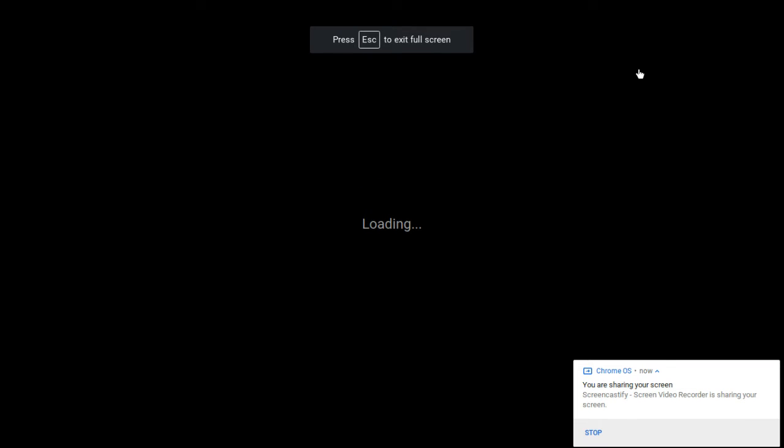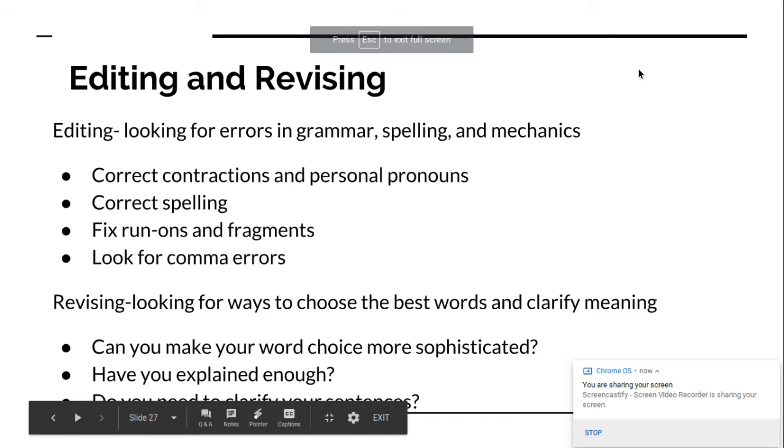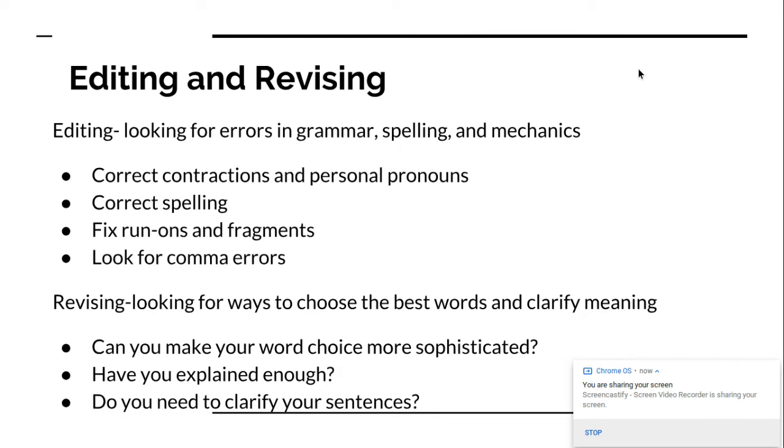Hi there. We're going to talk about how you go through the process of editing and revising your papers. They are actually two different processes. Editing is looking for the smaller errors in grammar, spelling, and mechanics. For example, you might correct your contractions, get rid of personal pronouns, correct any spelling errors, fix sentence fragments and run-ons, or look for comma errors.